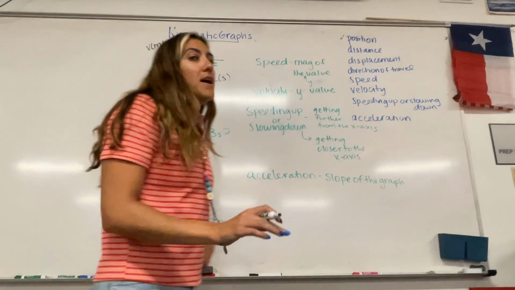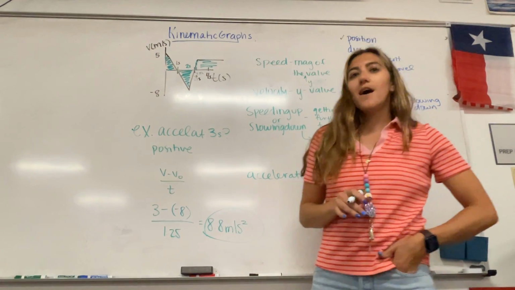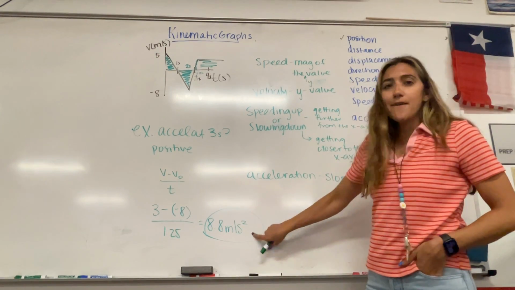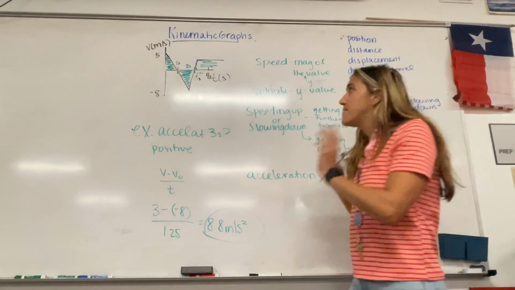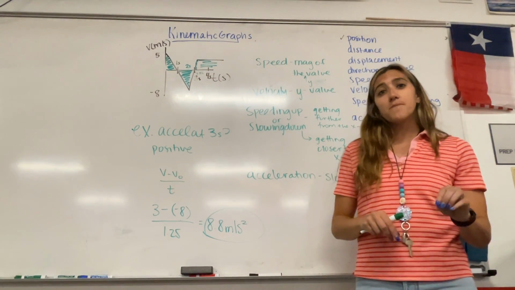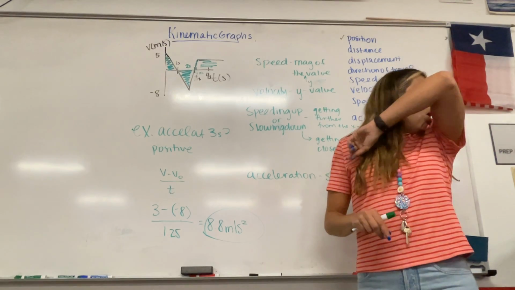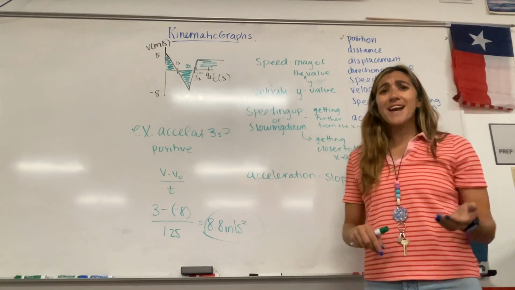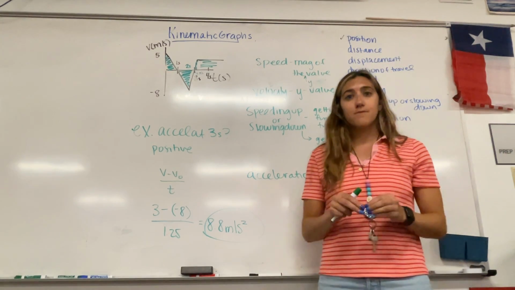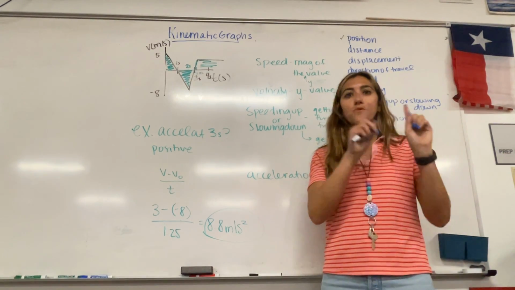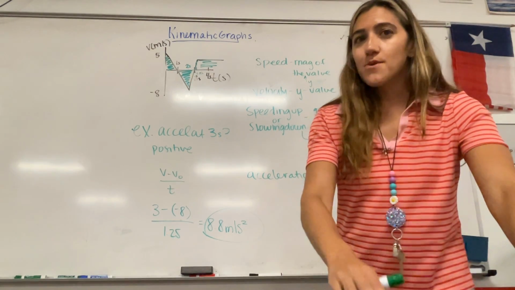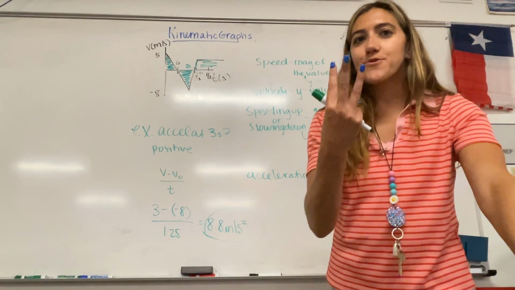Now, technically what I just found was average acceleration. This is the average acceleration from 2 to 3.25 seconds. Just like on the position time graph, if I calculate it, it's an average. That is the average acceleration from 2 to 3.25 seconds. It is also the instantaneous acceleration at 3 seconds.